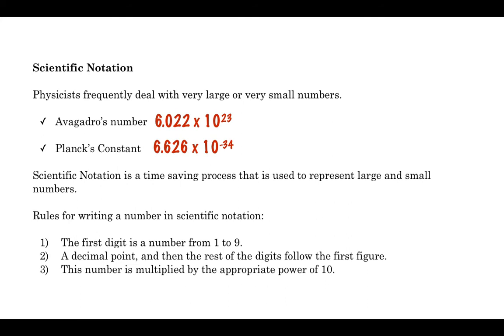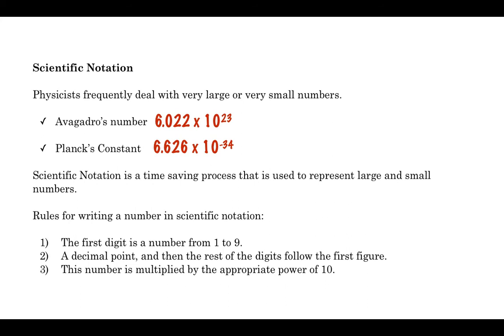All right, so let's talk very quickly about scientific notation. In physics, we very often deal with very large or very small numbers. So for example, Avogadro's number is 6.022 times 10 to the 23rd, where Planck's constant is 6.626 times 10 to the negative 34. So what those numbers indicate are numbers with tons of zeros in them, because they're talking about really big or really small numbers. So instead of writing literally 23 zeros after this stuff, right? Scientific notation is the time-saving process, and we're just representing large and small numbers.